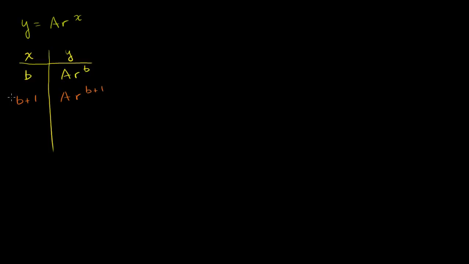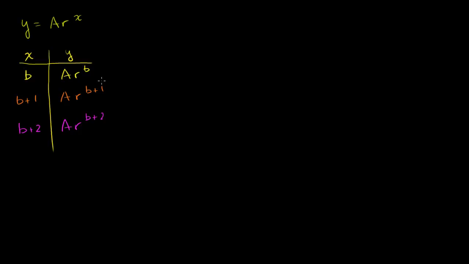Let's do it one more time. Let's increase x by 1. You get b plus 2. And now y would be a times r to the b plus 2 power. Now let's see what happens when you take the ratio of each successive y term that corresponds to the x terms, when you increase x by a constant amount. Notice every time we increased x by exactly 1. If this was 0, this is 1, this is 2. If this is negative 5, this would be negative 4, this would be negative 3.